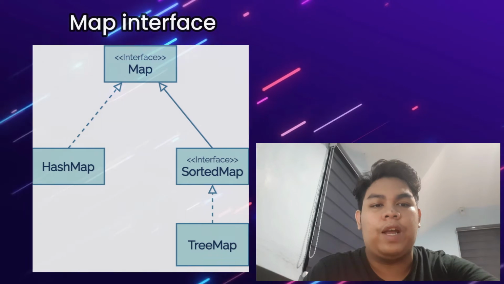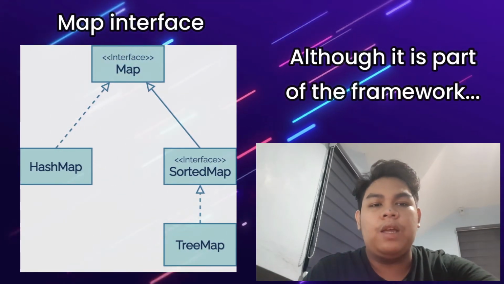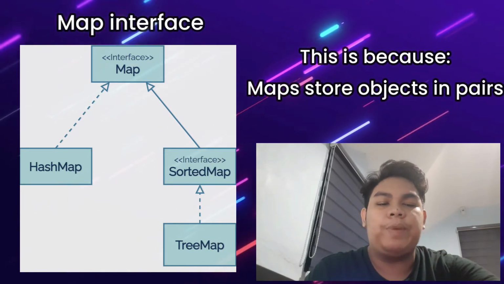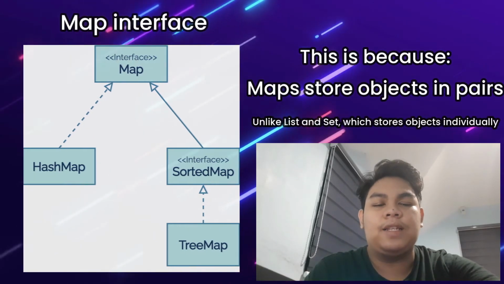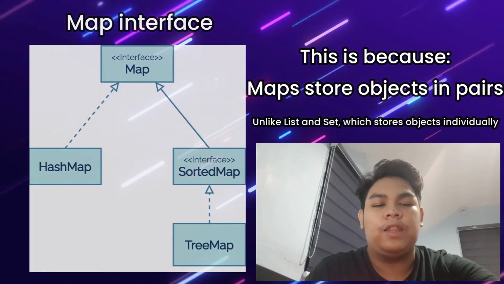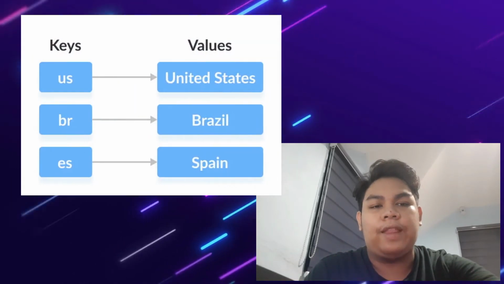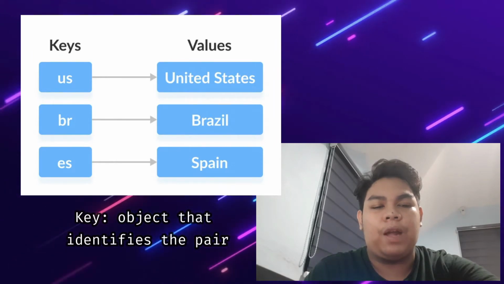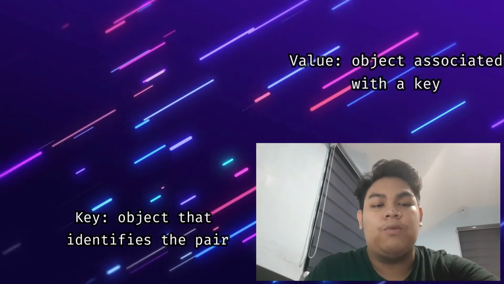The Map interface is the third interface in the collections framework. Although it is part of the framework, it does not belong to the collection hierarchy. This is because maps store objects in pairs, unlike List and Set that store objects individually. The pairs consist of a key and a value. A key is an object that identifies the pair, while a value is an object that is associated with the key.